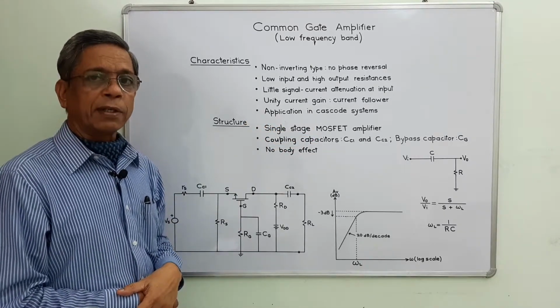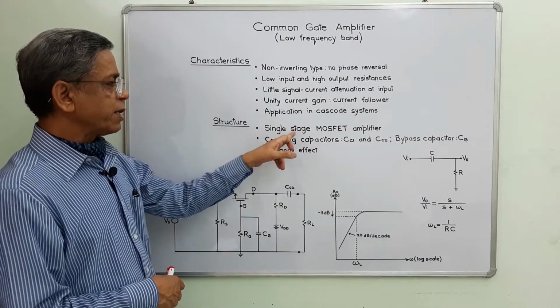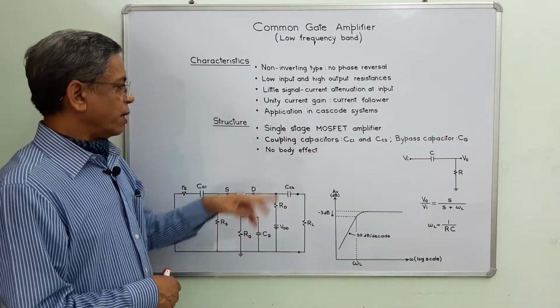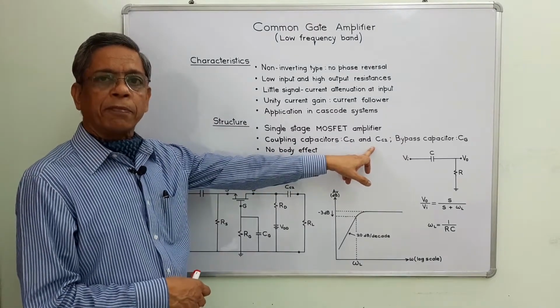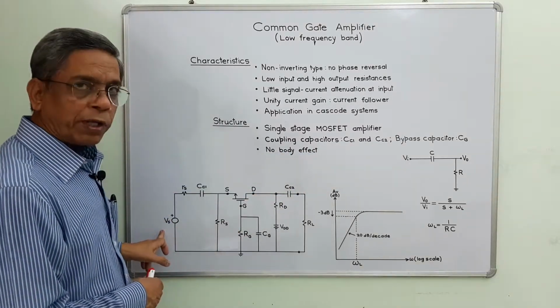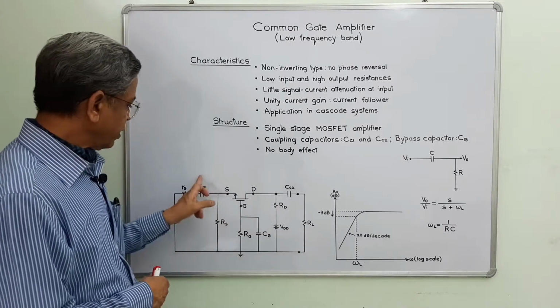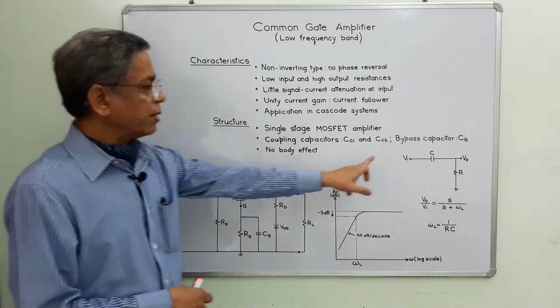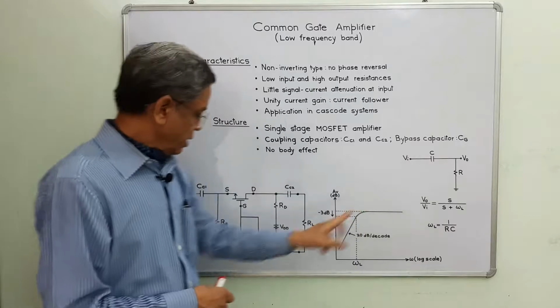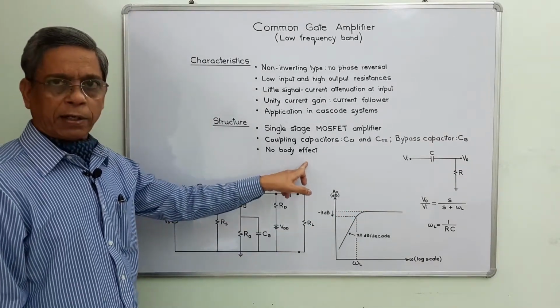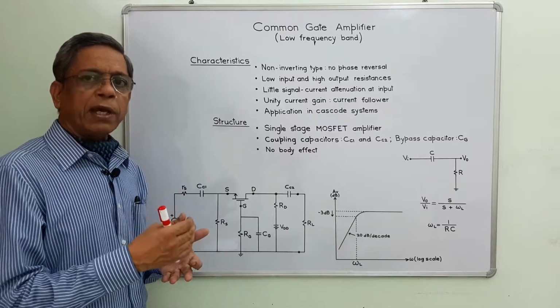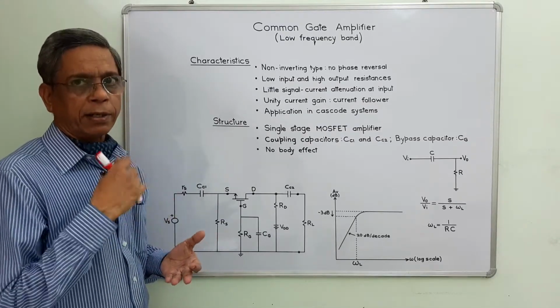As far as circuit is concerned, we are using single stage MOSFET amplifier, and coupling capacitors are CC1 and CC2 for the connection of input voltage source and load resistor. These are coupling capacitors, and there is one bypass capacitor CG. This is bypass capacitor, and there is no body effect. We assume that body and source terminals are interconnected.